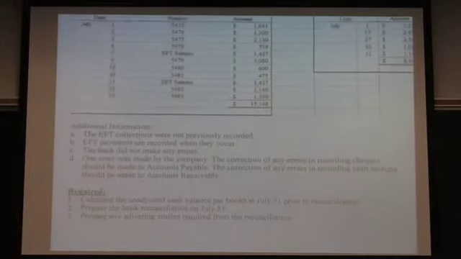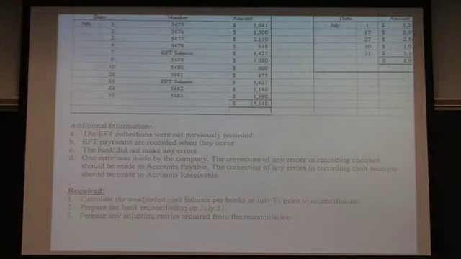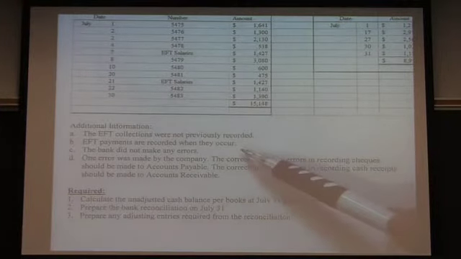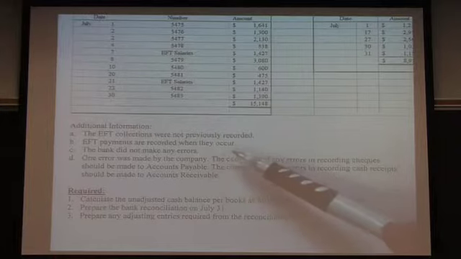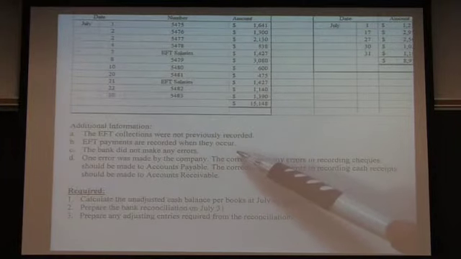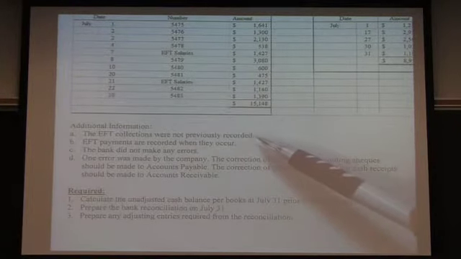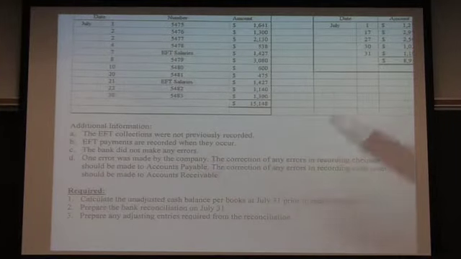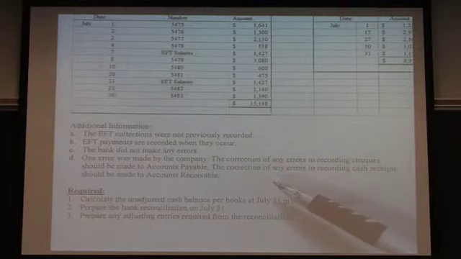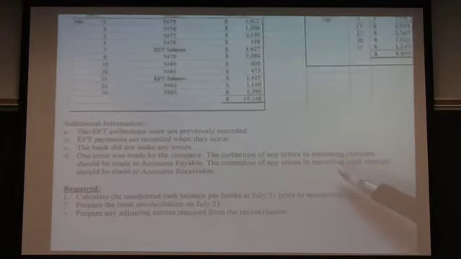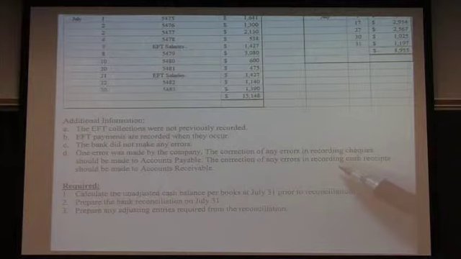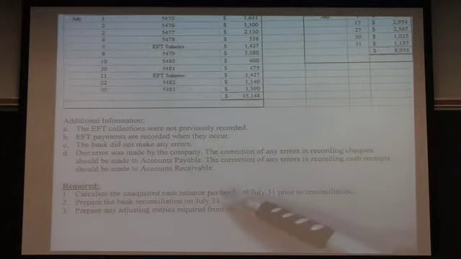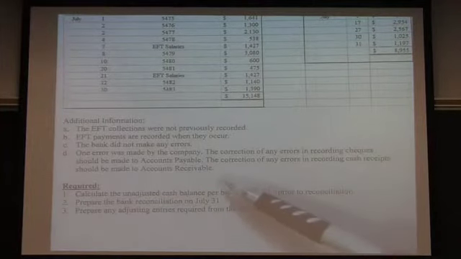The additional information they give you is that the EFT collections were not previously recorded. The EFT payments are recorded when they occur. So the EFT payments are for the salaries, and they will be recorded in the book as they are incurred, but the EFT collections are usually not recorded. The bank did not make any errors, and there was actually one error made by the company, and they are saying that if there's a correction of error regarding the checks, it should go to accounts payable. If it's to do with the receipts, it should go to accounts receivable.